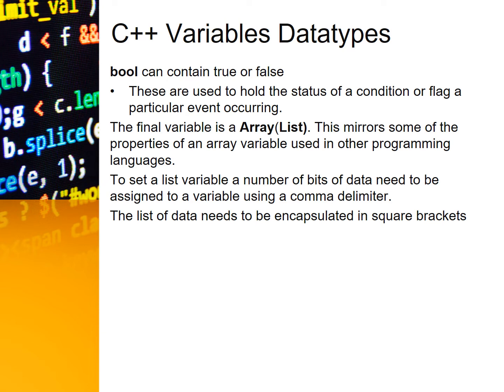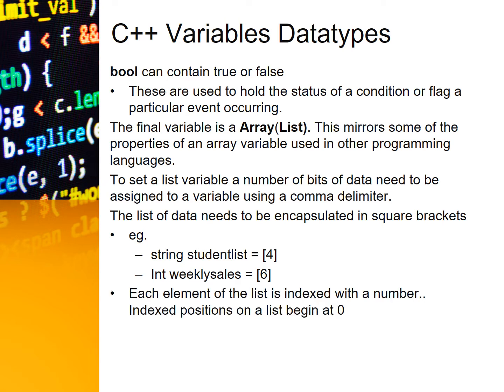To set a list variable, you need to have the number of bits of data that you're going to be using and also what sort of data is going to be in there. The list of data needs to be encapsulated in square brackets. So for instance, string is the variable type, student list is the variable name for the list, and it's going to have 4 possibilities. So it could hold 4 student names, for instance. Integer is the data type. Weekly sales is the name of the variable, and 6 is the number of integer variables that will be contained in the list weekly sales. Each element is indexed with a number and they start from 0.